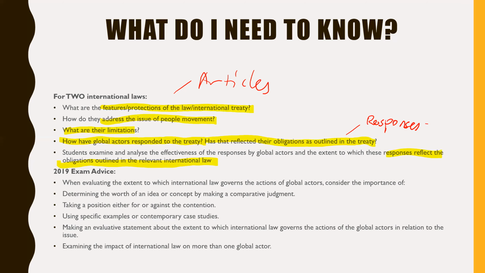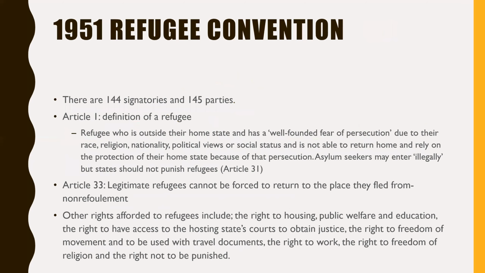Okay, I've given you a lot of background about these laws, so let's get into the actual law. The first one that we will be looking at is the 1951 Refugee Convention. It has 144 signatories and 145 state parties. So that means that 145 states have ratified it, meaning it's in their domestic laws. It addresses the issue of people movement because it defines what a refugee is and it outlines what the rights are for refugees and the obligations that states have to protect them. So this is how the convention relates back to people movement.